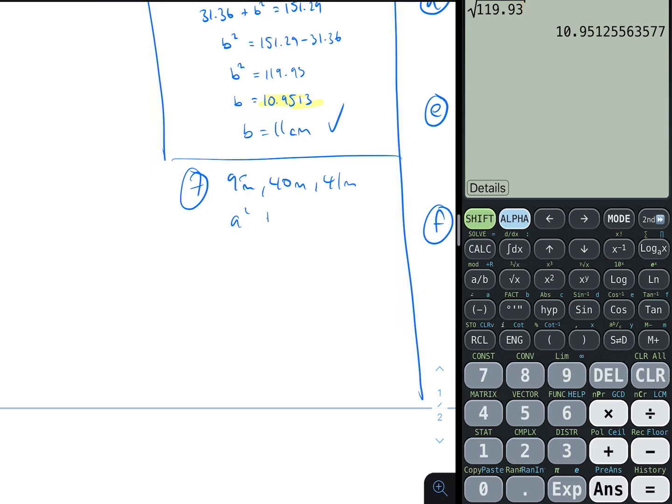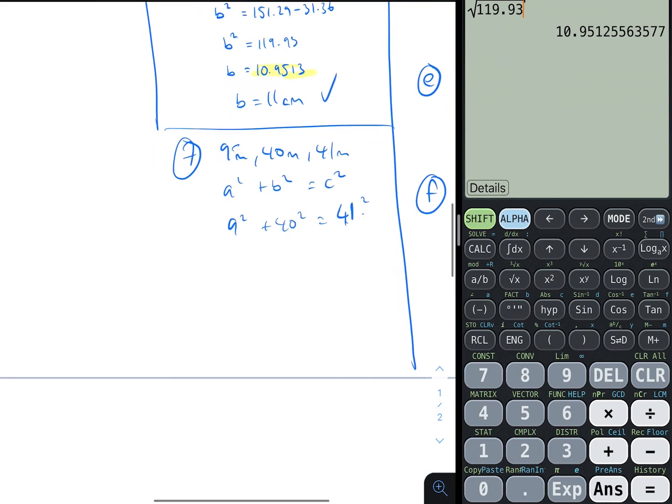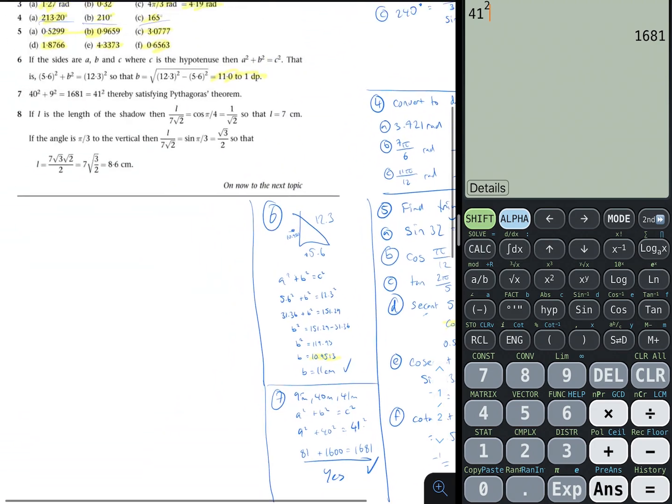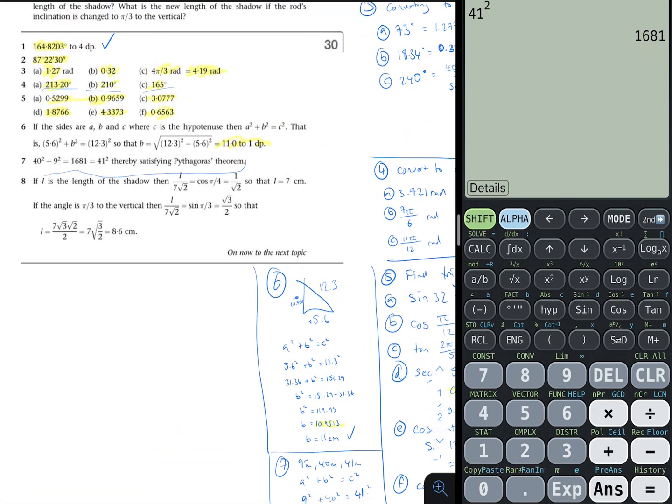So then again, a squared plus b squared equals c squared. You got 9 squared plus 40 squared equals 41 squared. Cool. So 9 squared is obviously 81, and then 40 squared is 1600, and then 41 squared is 1681. So is that balanced? Yes, it is. Therefore yes, it is a right angled triangle. The answer, number 7. Yep, by satisfying Pythagoras' theorem.